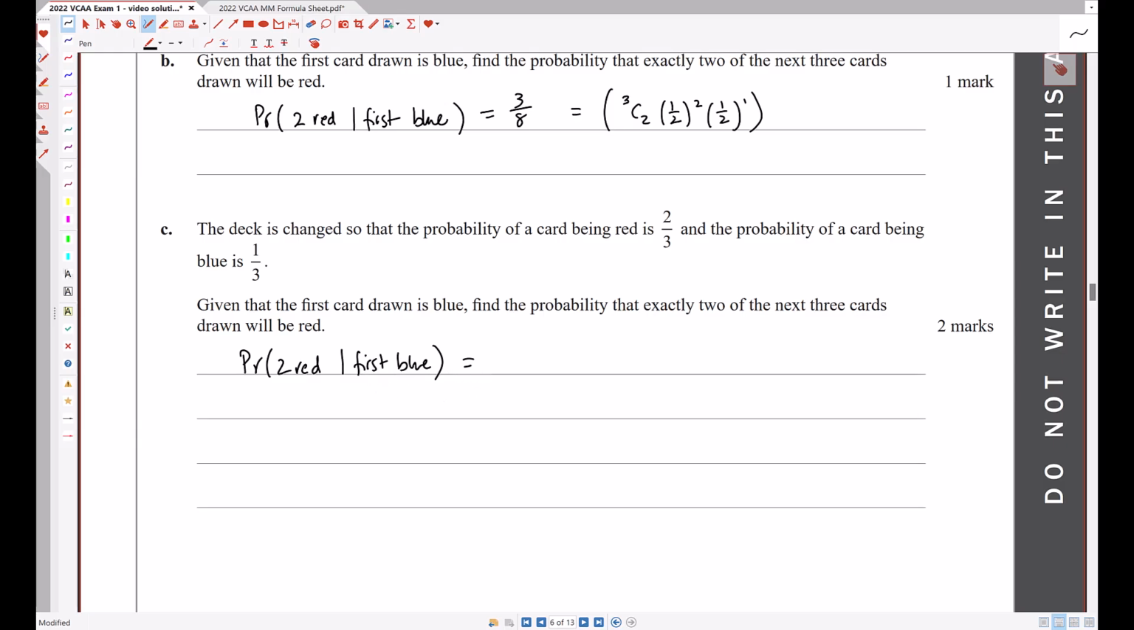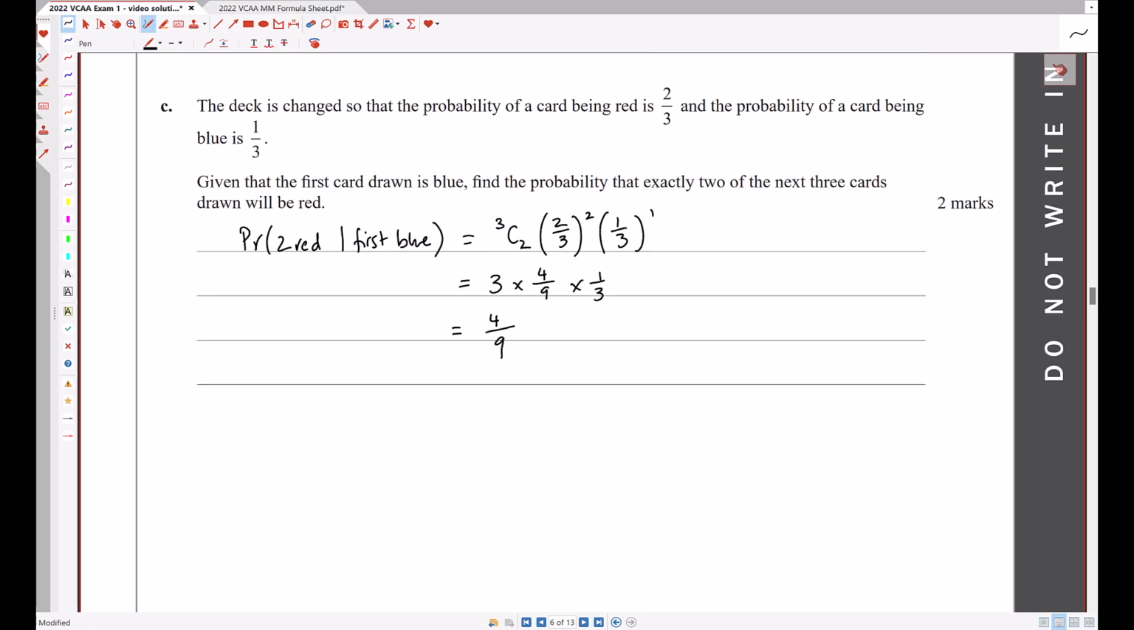is just going to be, where the first card being blue is assumed and it's done, and we're starting our tree diagram from that point, and so from the next 3 cards we need 2 of those to be red. Okay, so that means 3 choose 2, the probability of a red, which is 2/3 to the power of 2, times the probability of a blue, which is 1/3 to the power of 1. 3 choose 2 is 3, 2/3 squared is 4/9 times 1/3. So that 1/3 and that 3 are going to cancel out, and so we just get 4/9.